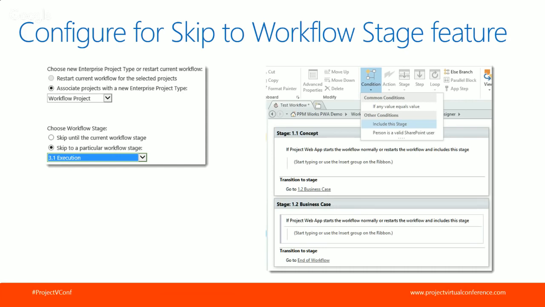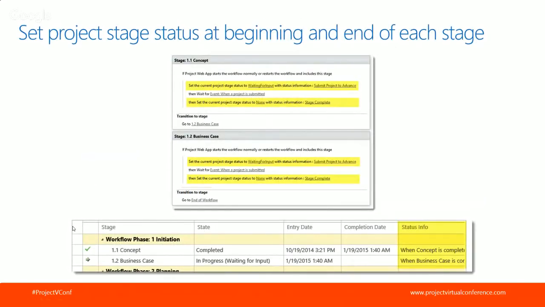Next, there's really a great feature in the product. It's a feature for administrators, and I use this at every customer, so I think it's a very common feature, which is allowing administrators to skip projects to certain stages in the workflow. And surprisingly there's a design technique you need to use to enable the skipping. So let me actually show you.